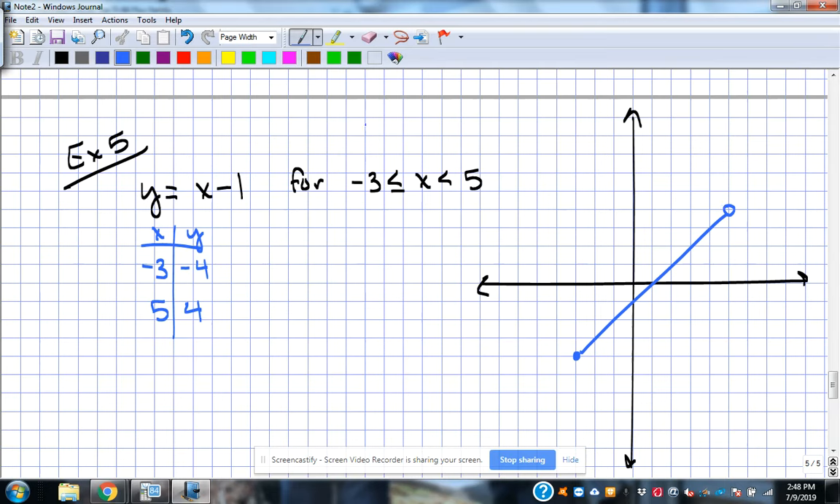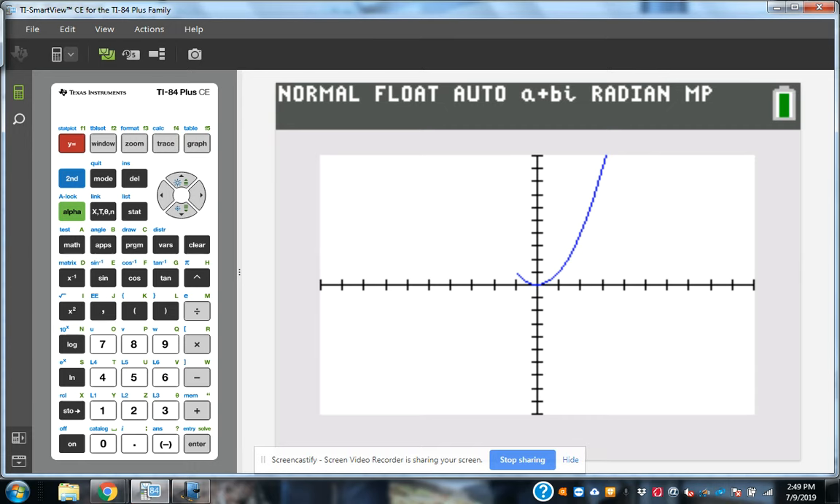To do this with the calculator, it's a little more difficult. You have to split this into two different inequalities. One of the inequalities is x is less than 5 and x is greater than or equal to -3. Notice how it's still pointing toward the -3 there. And we've got to use both of those in the parentheses for the calculator to do this. So I'm going to show you how to do that.